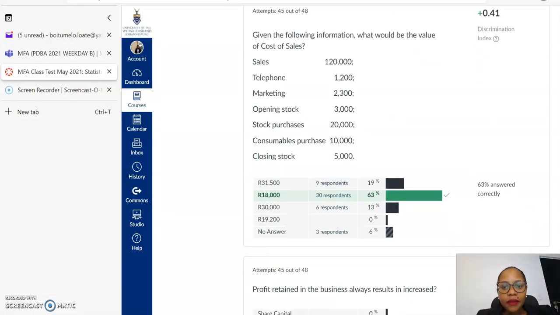Okay, then moving right along, it says, given the following information, what would be the value of cost of sales? Okay, so for cost of sales, remember, they've given us sales and two other expenses here of telephone and marketing. What we need for a cost of sales calculation is your opening stock, you need the stock purchases, and you need the closing stock. Remember, consumables purchase should not be forming part of this. It's only your stock purchases because you're looking at your inventory account and what's moved from your inventory account into your cost of sales account.